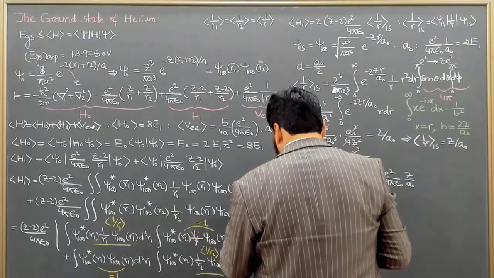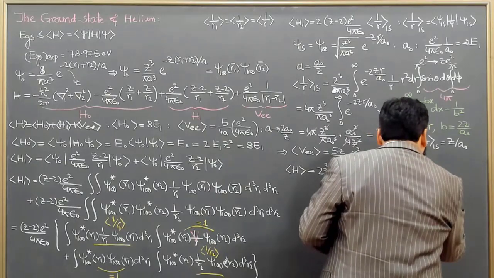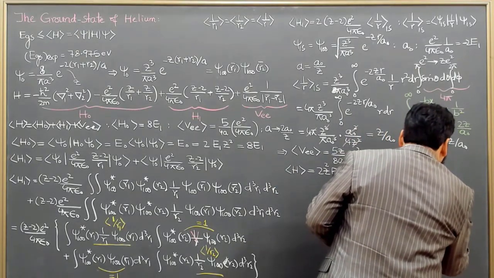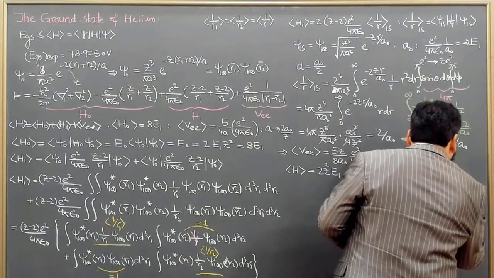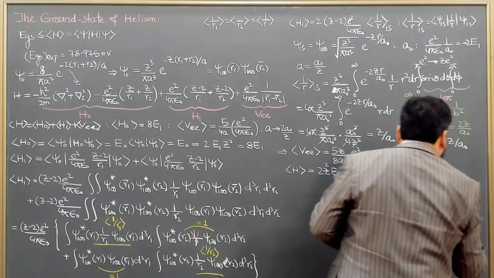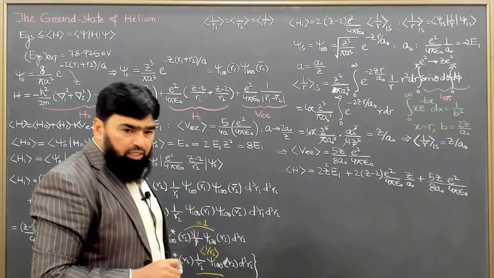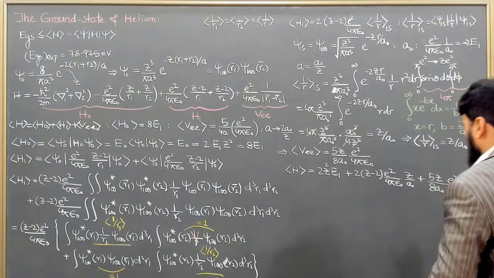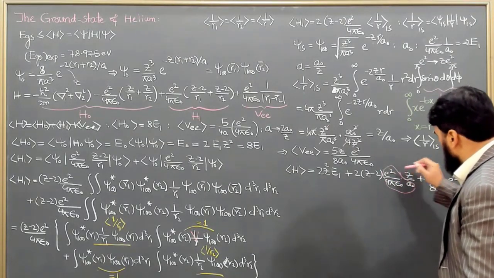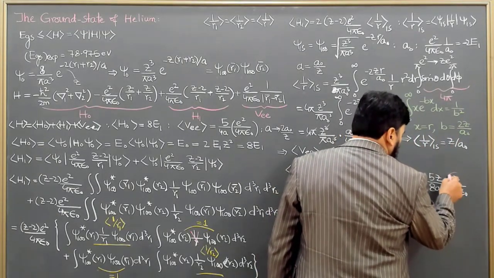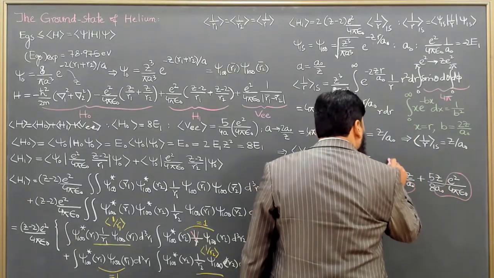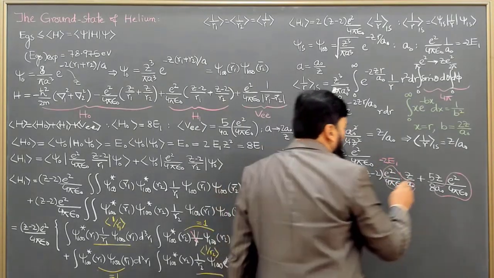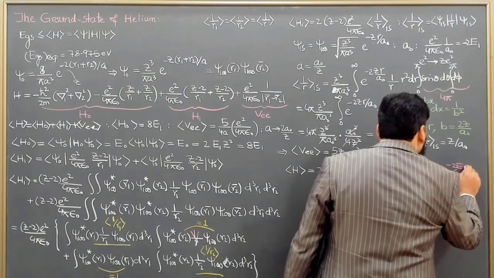So this is Z over a naught and e square over this plus 5Z over 8 a naught and e square over 4 pi epsilon naught. So we have written this thing, and now we will go for converting the things into E1. If I look here, then this thing is equal to E1, and similarly this thing is equal to E1. So for this I will write minus 2 E1, and for this I will write minus 2 E1.